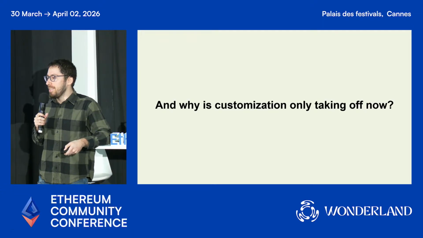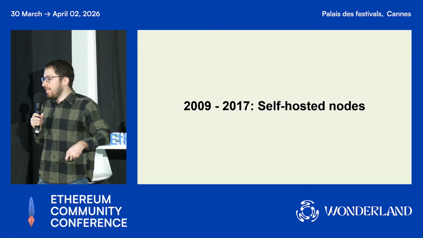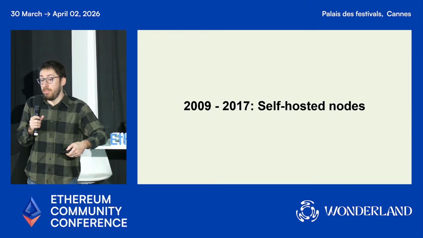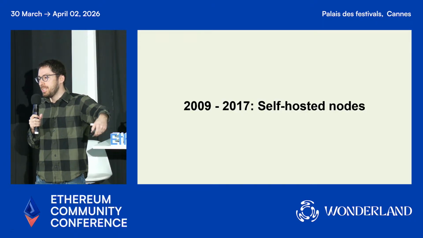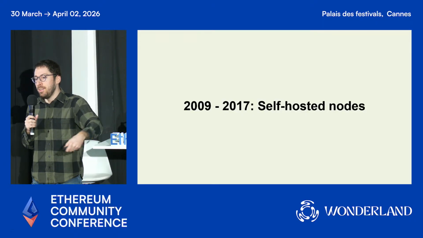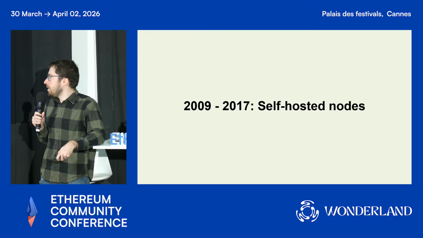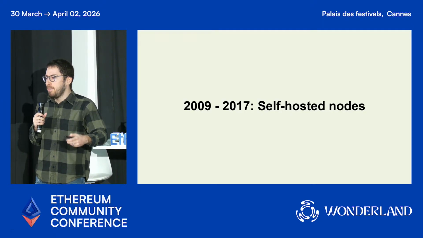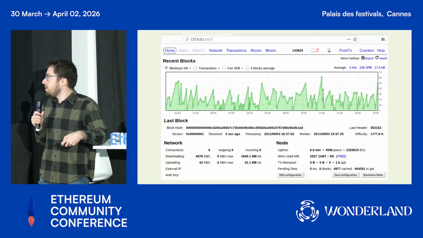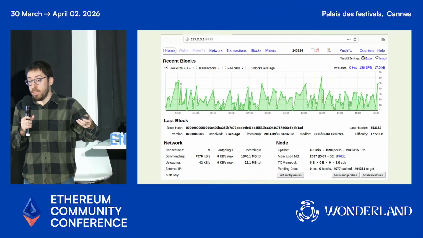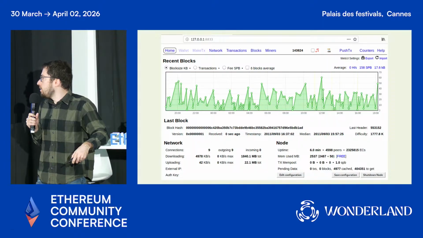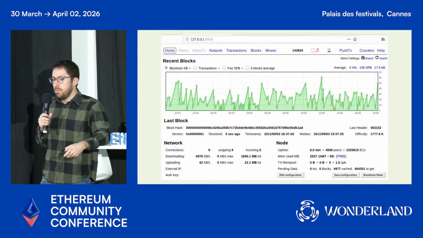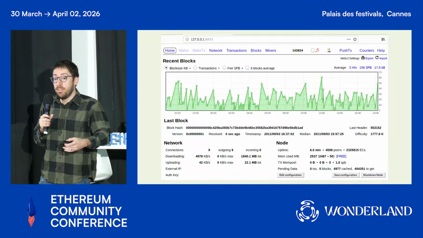Why didn't people do this earlier? And the answer is, if you look at the history, the feasibility of this was actually very recent. So from all the way from Bitcoin's launch in 2009, all the way to around 2017, everyone was actually self-hosting their own nodes. So when you booted up a Bitcoin wallet, this is an example of a screenshot of a node from 2011, you would have to sync your node.